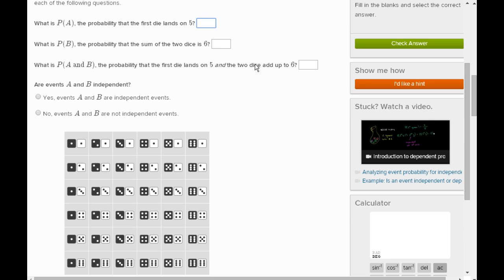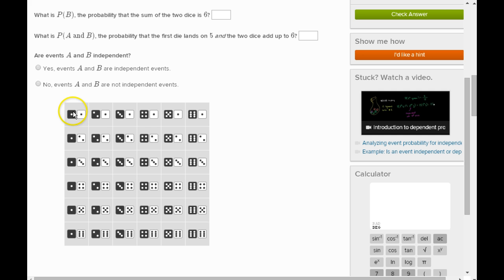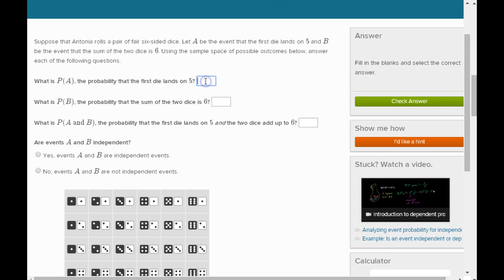So what is the probability A, that the first die lands on 5? Okay, so the first die would just have the black die be first. So that would be anyone where the black die is 5, which is this column right here. 1, 2, 3, 4, 5. There's 6 combinations with the 2 dice, the black and the white, and there's 6 of them where the black comes up 5. Out of 1, 2, 3, 4, 5, 6, there's 36 total here. So that's 6 out of 36. I'll reduce that, and that is 1 out of 6.